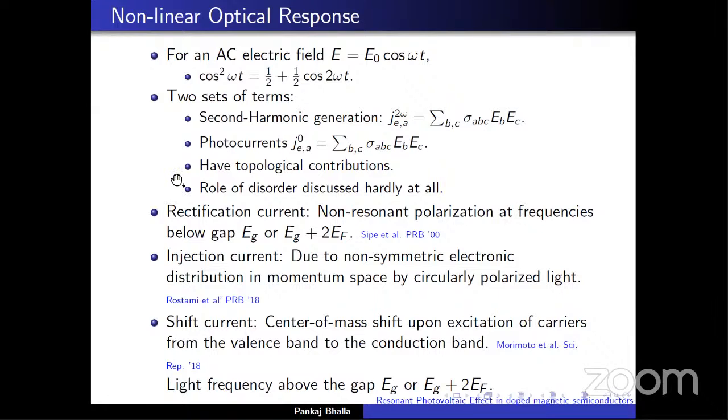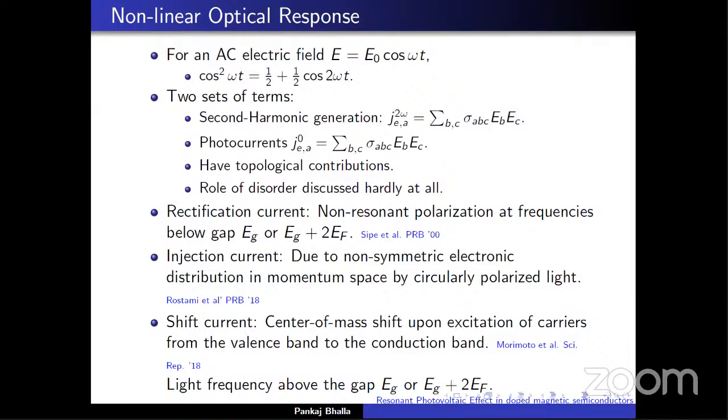These things have a topological contribution, because the photocurrents depend totally upon the Berry curvature, Berry connection, Berry physics. It directly connects with all those things. Now, these photocurrents can further be classified into different categories.